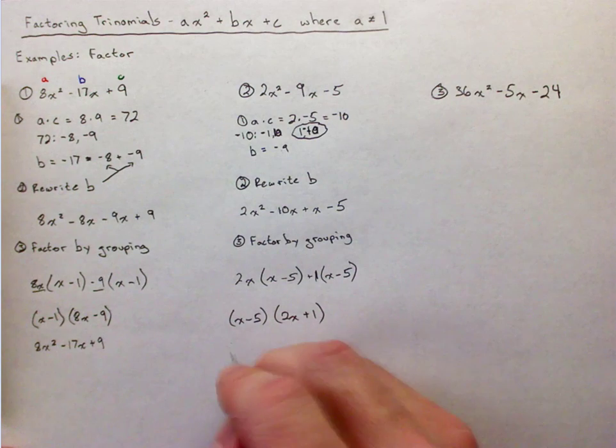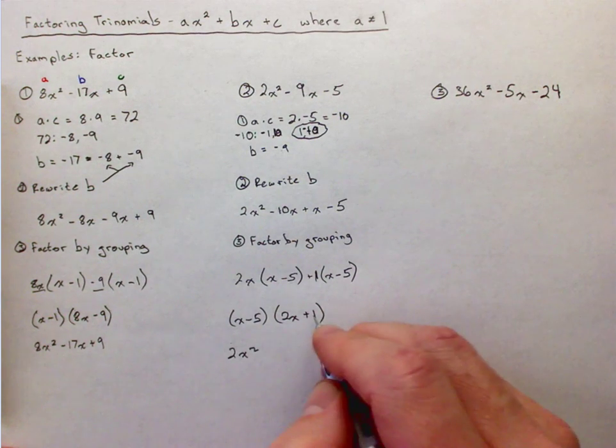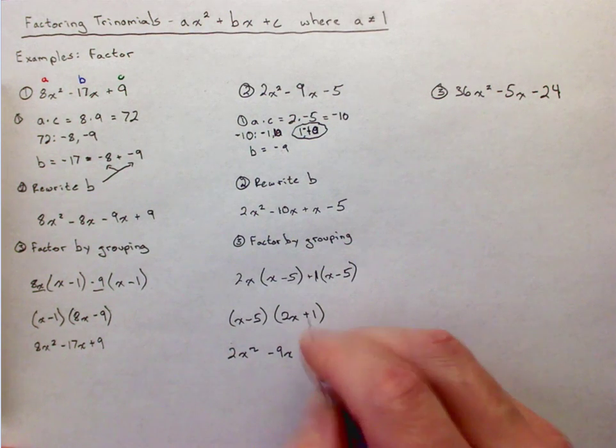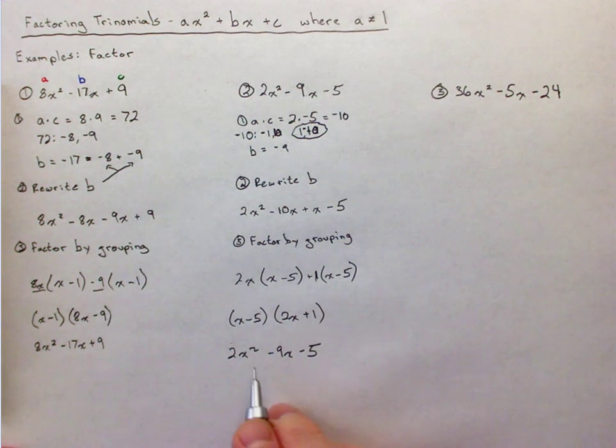Check my work. That is 2x squared, plus x minus 10x, negative 9x. Negative times a positive is a negative. And I have the same answers.